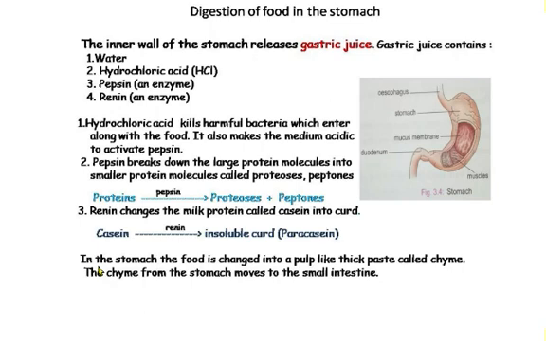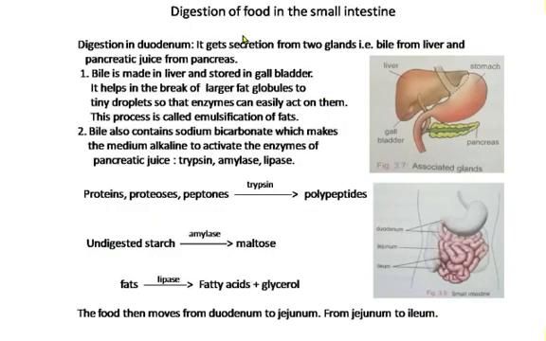In the stomach, the food is changed into a pulp-like thick paste called chyme. This chyme from the stomach moves to the small intestine. We know that the intestine is divided into three parts: duodenum, jejunum and ileum. We will discuss how the food is digested in these three parts.